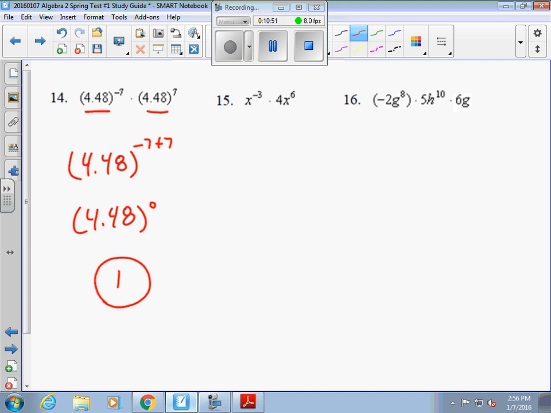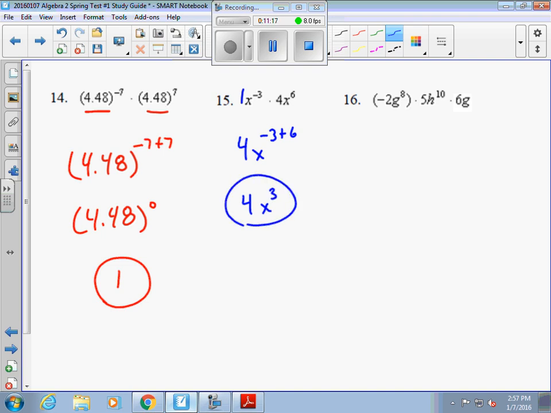X to the negative third times 4x to the positive 6. If you need to, you can write in a 1 here to know you multiply 1 times 4 and get 4. And you multiply the same bases, x and x. So you add negative 3 plus 6, which gives you 4x to the positive 3.